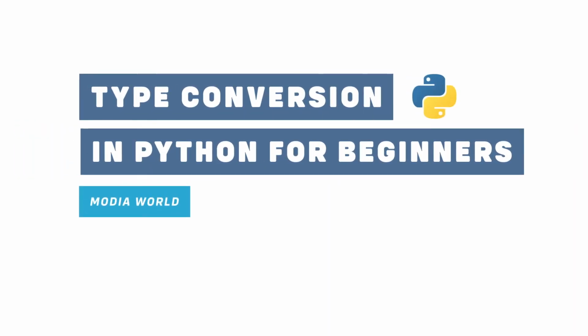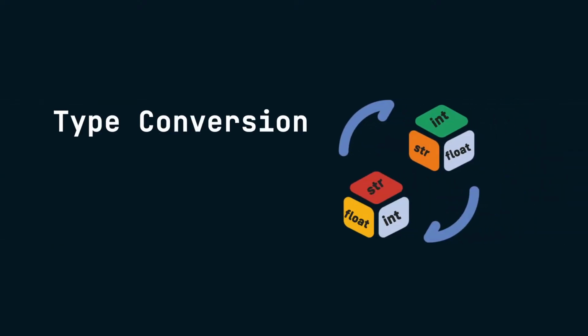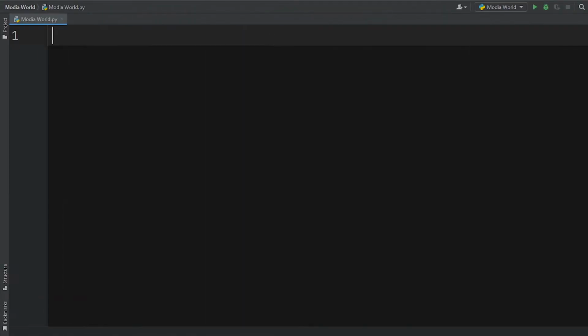Hello guys, in this video I'm going to talk about data types conversion. The process of converting the value of one data type to another data type is called type conversion. Python has two types of type conversion, implicit and explicit. Alright, let me start with implicit.